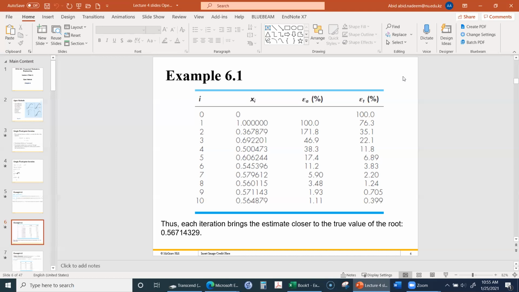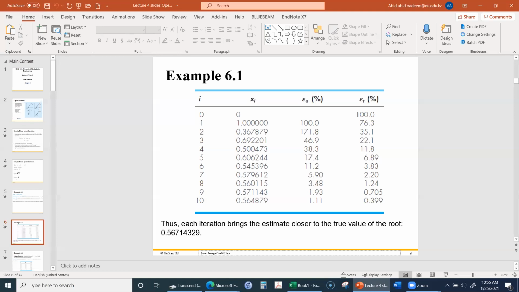No, it should be lower. It should be less than that. Normally it should be less than 0.5%. But we have only shown up to the 10th iteration.